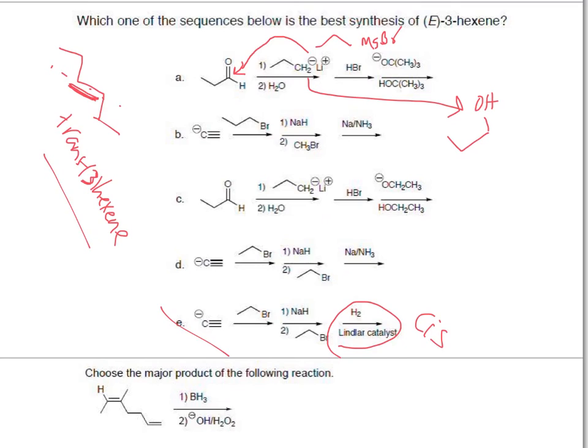OH, CH2, CH2, CH3. So from an aldehyde, you end up with a secondary alcohol. And then I'm treating that with HBr. So that's going to give you a Br over here. And now I'm going to treat it with a bulky base. This is a bulky base.